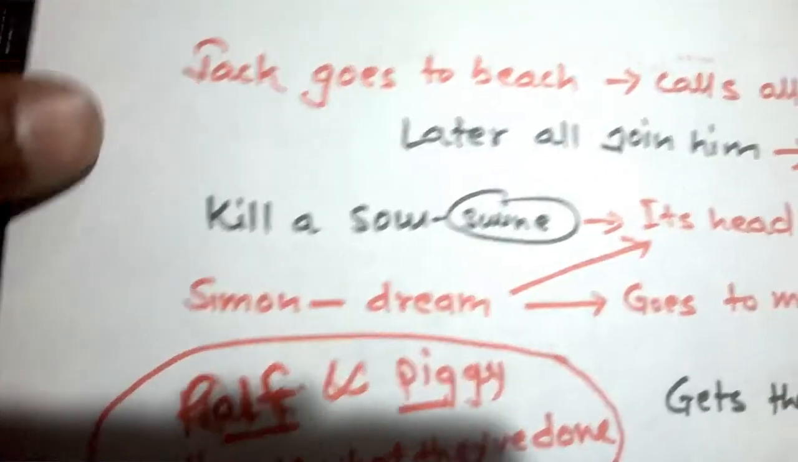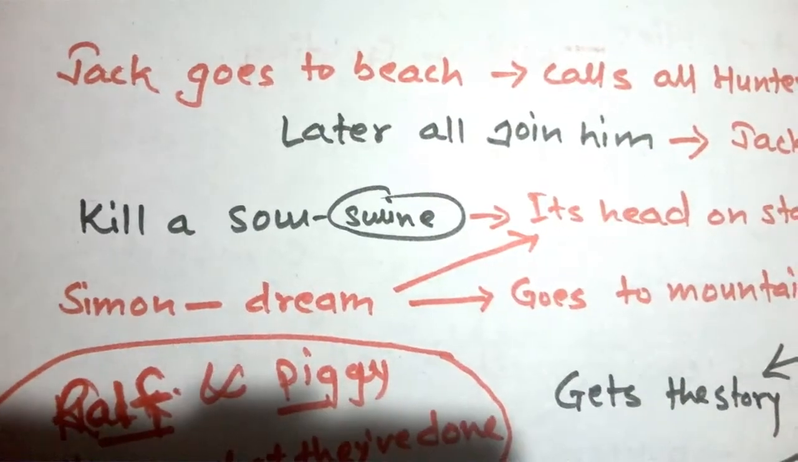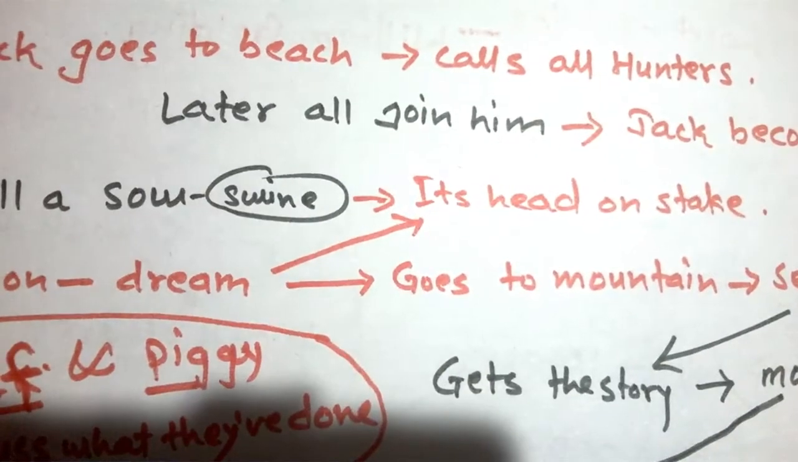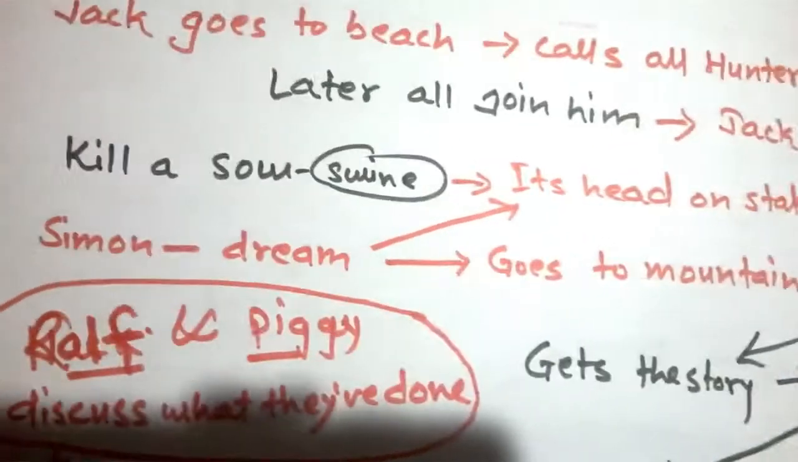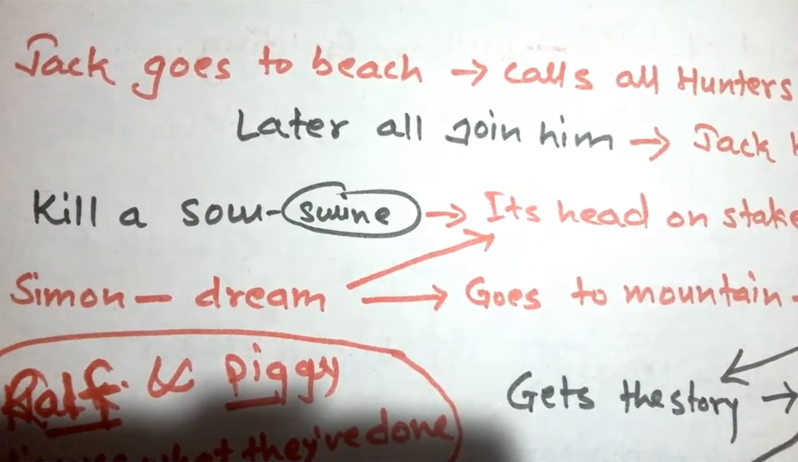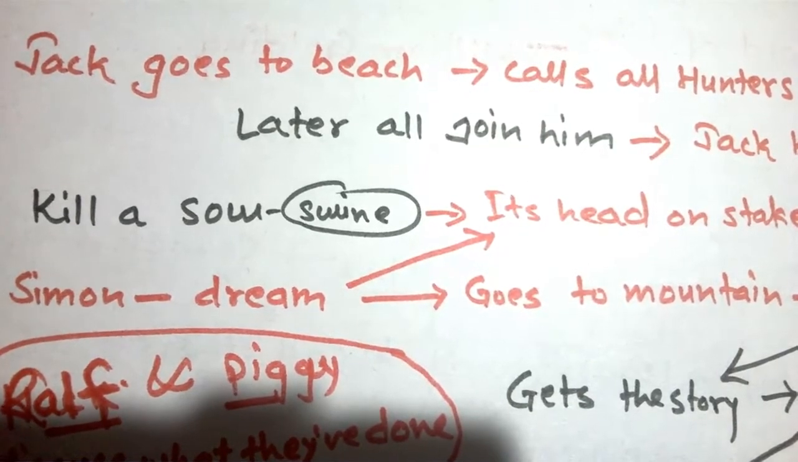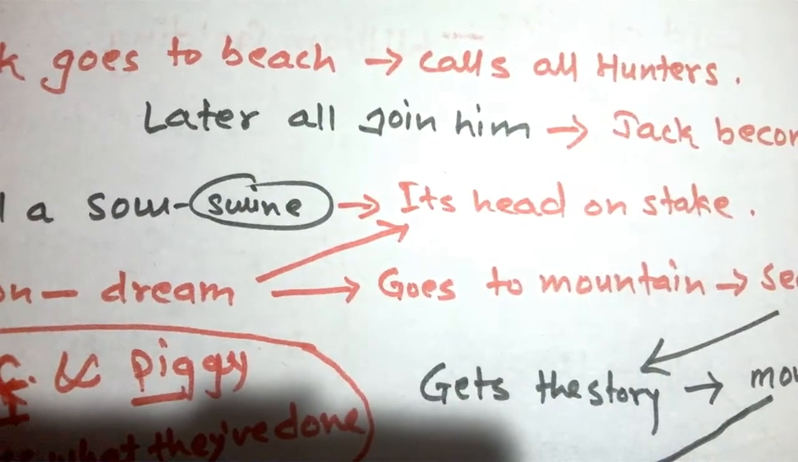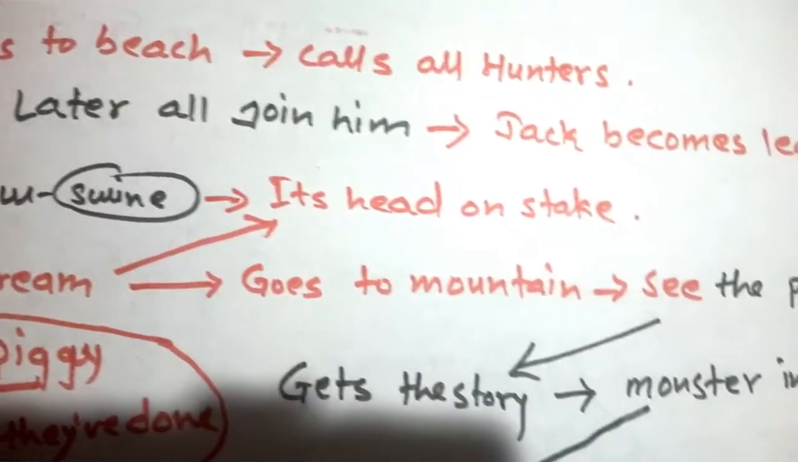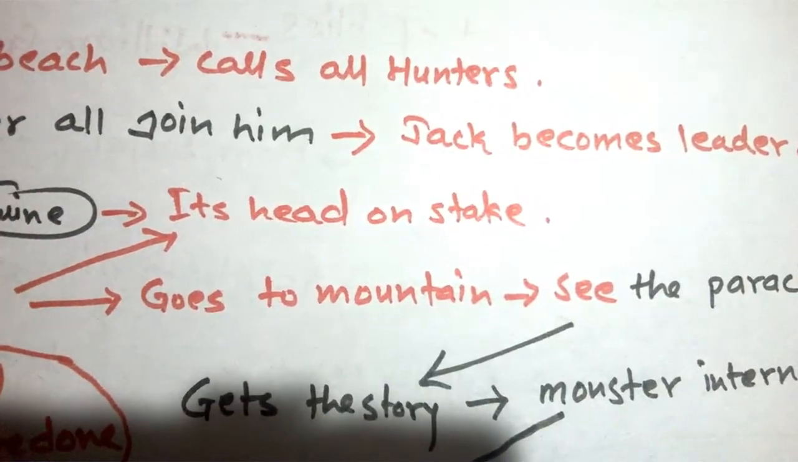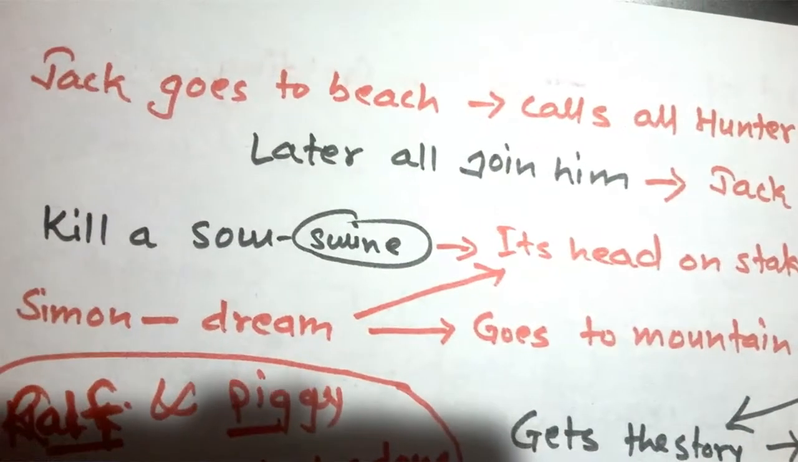Now Jack was angry, and he goes to the beach and calls all the hunters, but nobody goes that time. And then Ralph tells them that we should start making huts, and we should start that fire again so that somebody can see us and can help us to go away from here. But that time nobody goes when Jack calls them. But later everybody slips away and joins Jack.